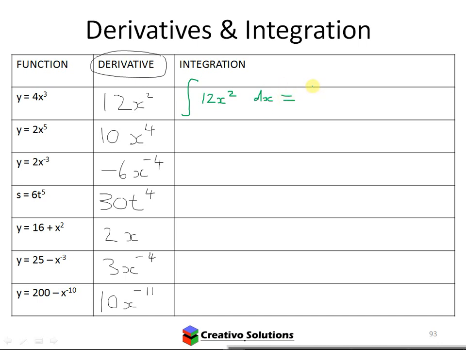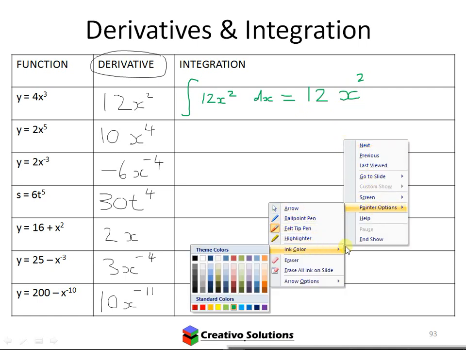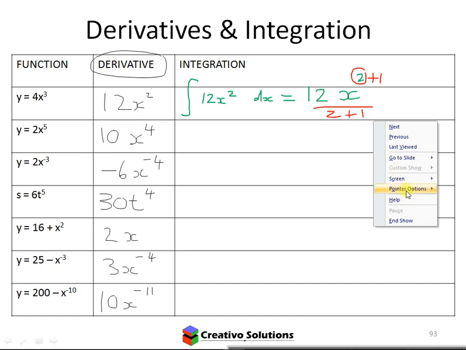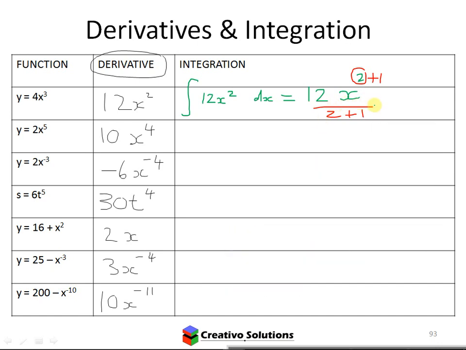Now watch this. I write down the 12. I write down the x squared. Then the rule says I add 1 here, and I divide this whole thing by the 2 plus 1. That 2 plus that 1. Is that alright? Then the next step would be plus c. So what is 12 divided by 2 plus 1?